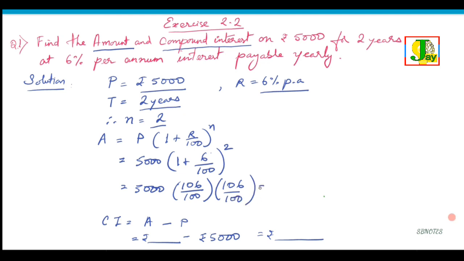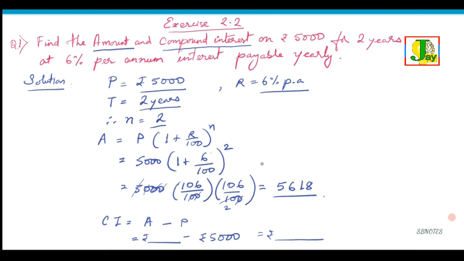So you can cancel these zeros. We have 1, 2, 3. So 10 is there, 5, 2. So that's 106 into 106 by 2. Once you calculate, you are going to get 5,618 rupees.